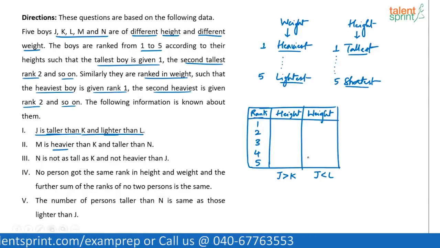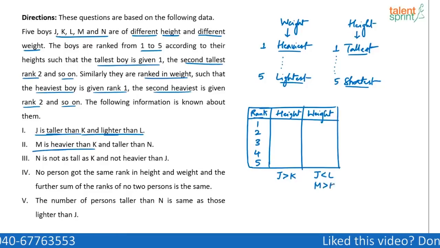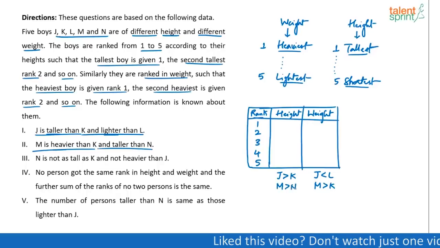J is lighter than L. J less than L. Similarly, M is heavier than K and taller than N. M is heavier than K. Now heavy is for weight. M greater than K and taller than N. M taller than N. So M is greater than N in terms of height.